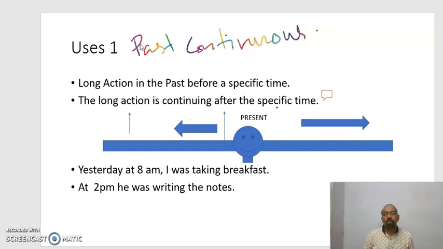This is very important. Uses. First use: a long action in the past before a specific time. The long action is continuing after the specific time. Look at this. This is the timeline. We are here at present, and this is moving to future, and here it is the past.